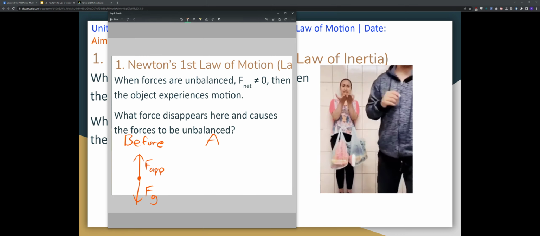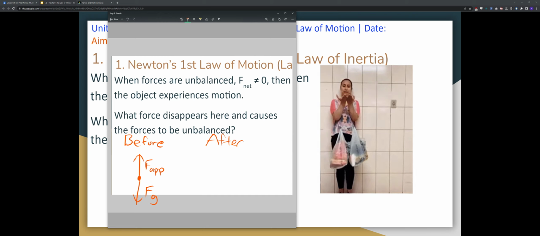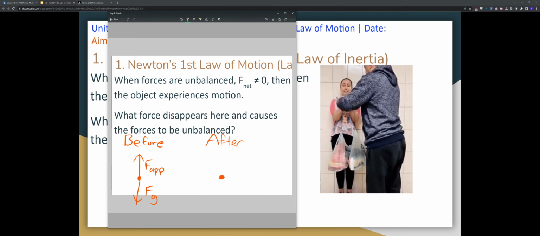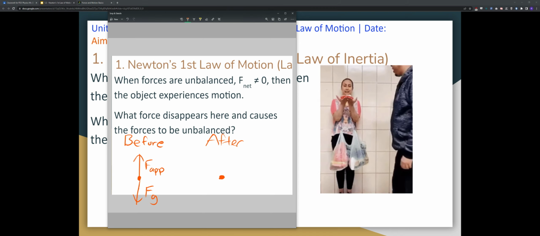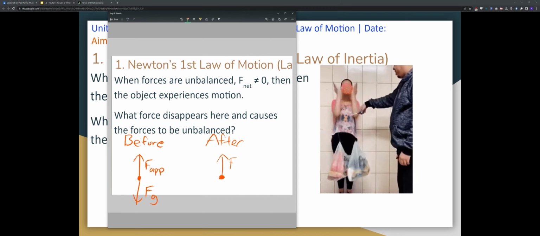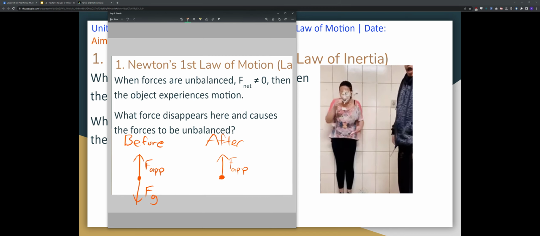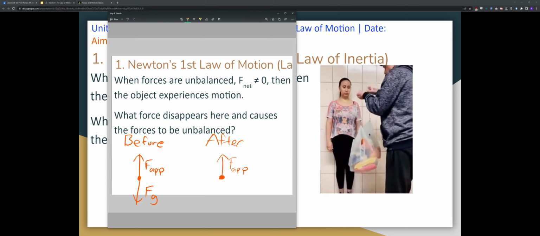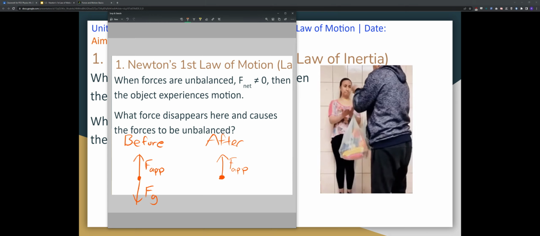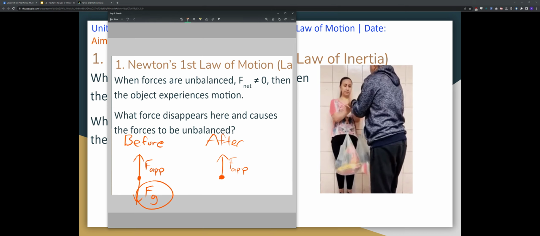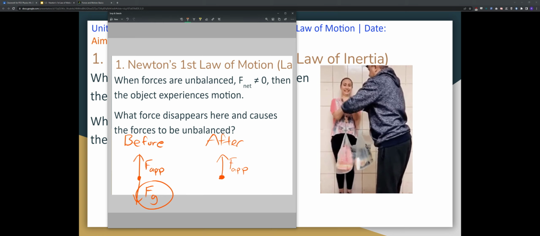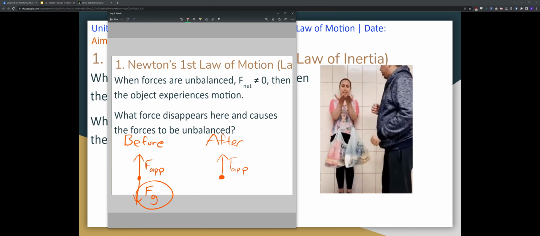But after he cuts the bags, what force disappears and what is the only force left? She's still applying a force up on the bag handle, rather. But what suddenly disappeared was that when he cut the bags, my force due to gravity disappeared. There was no longer a force due to gravity acting on her hands from the bags.